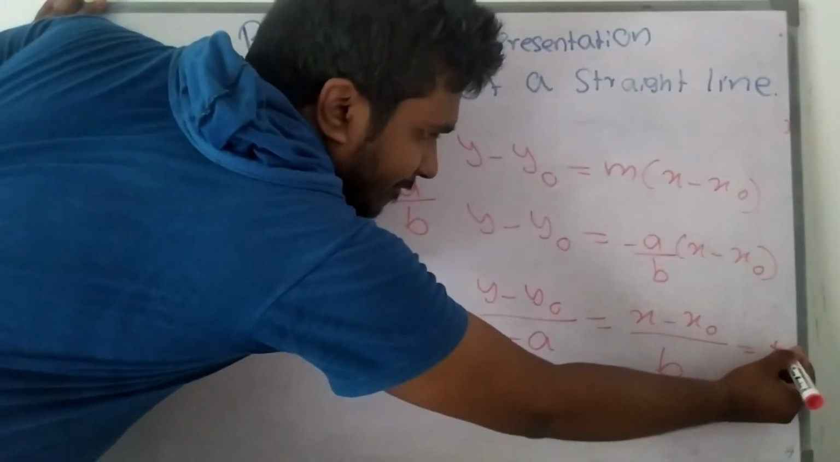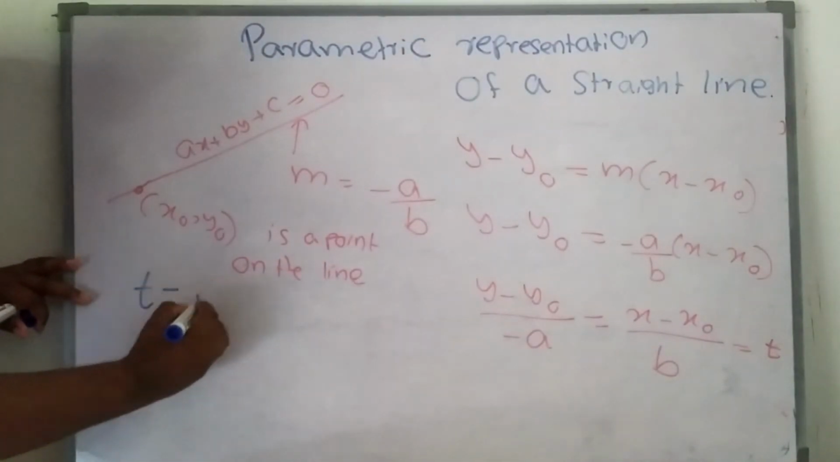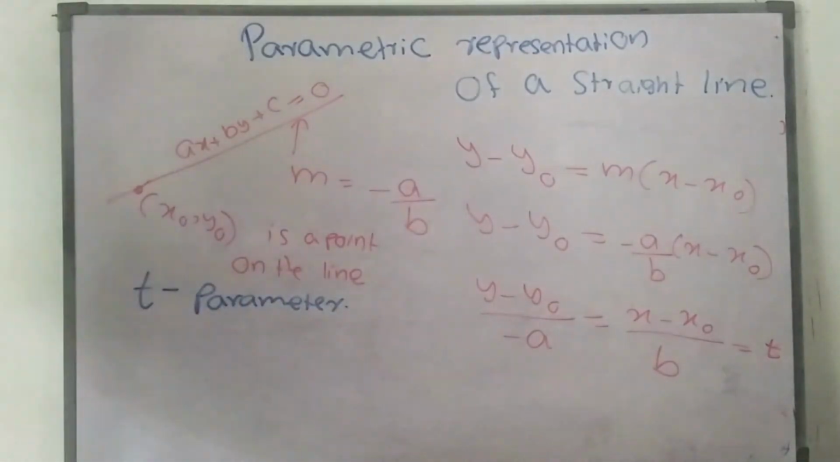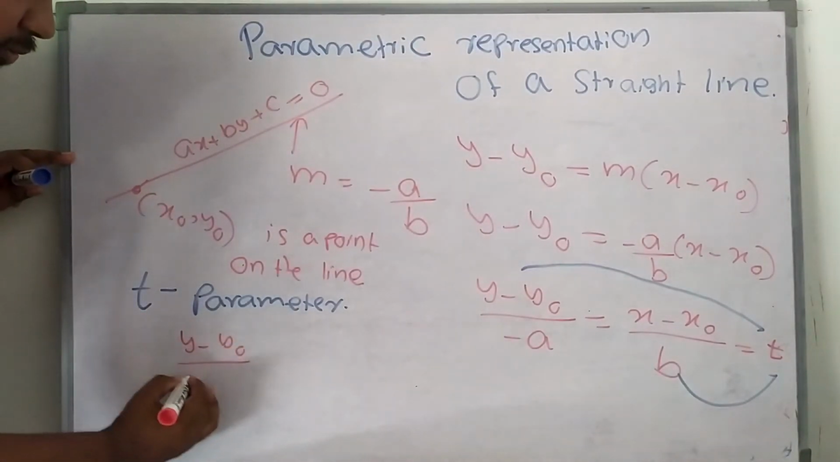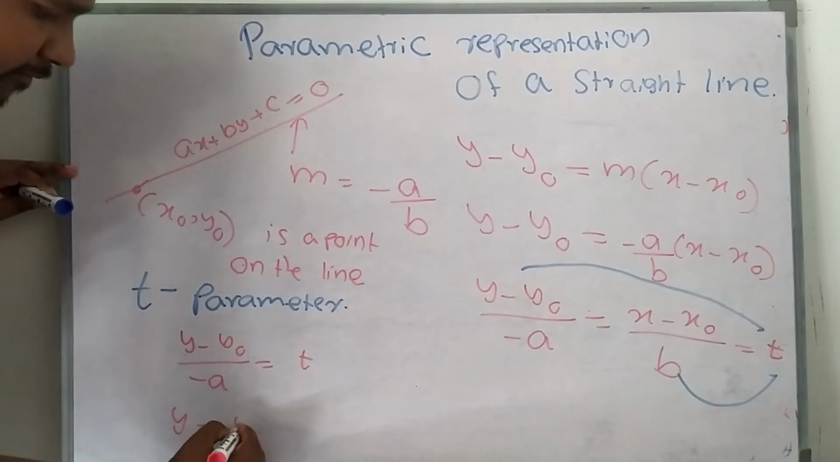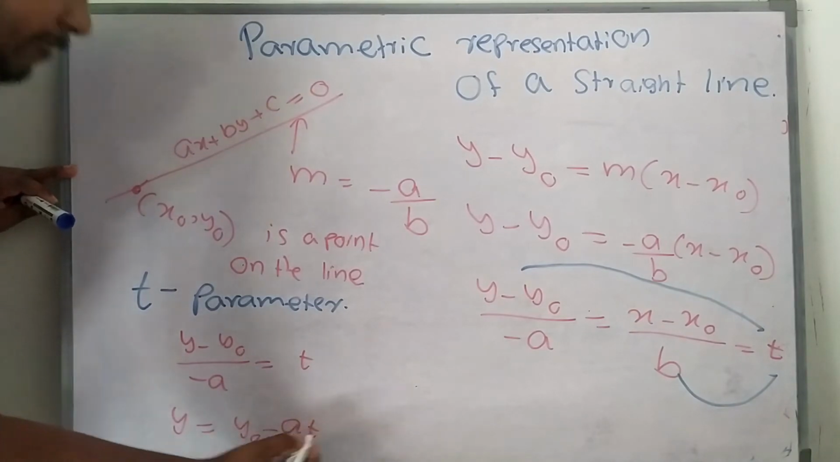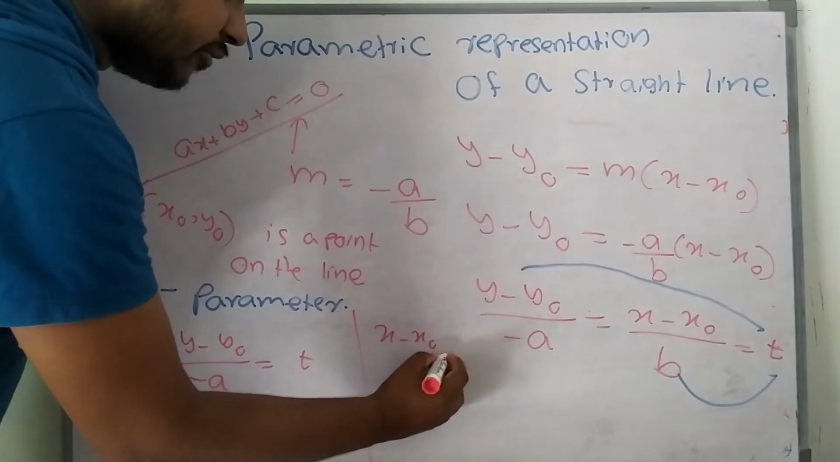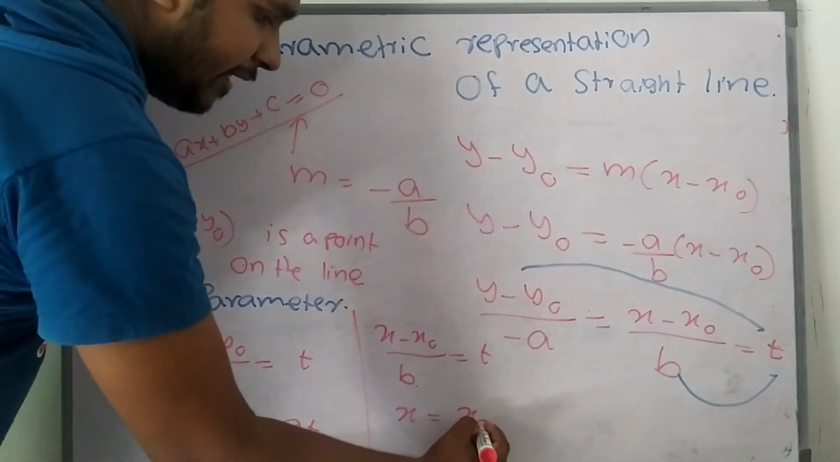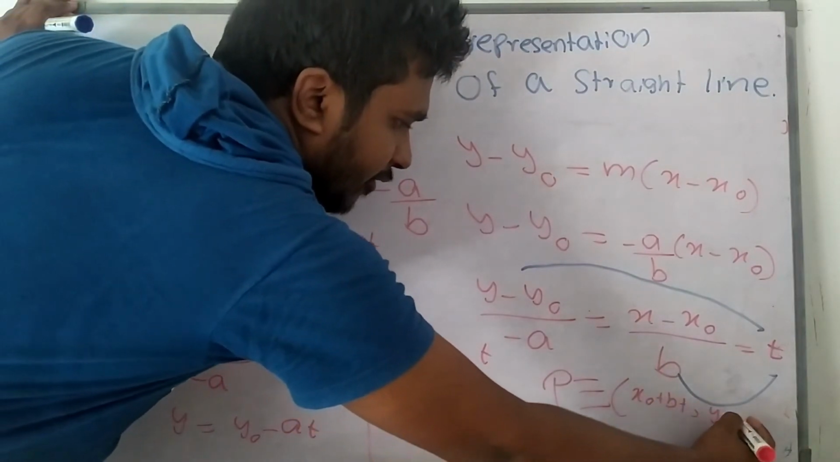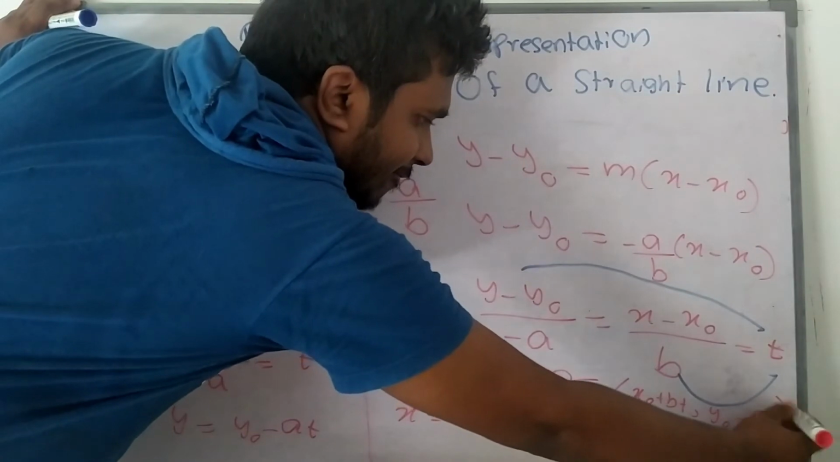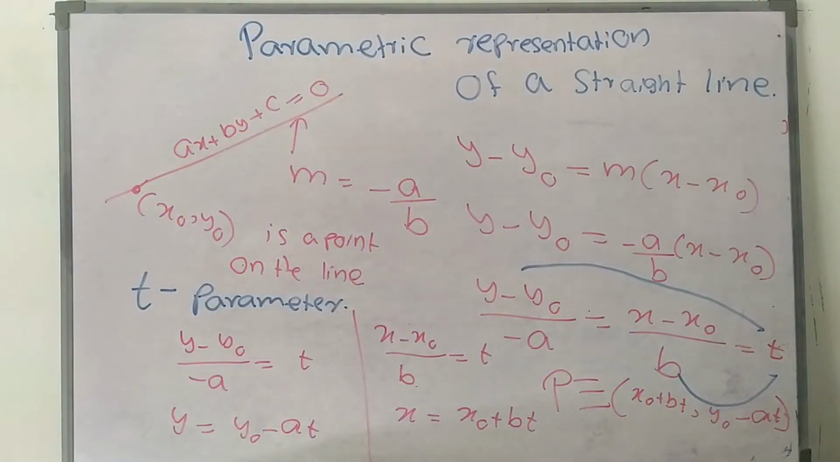You can assume this ratio as t. So what is this t? t is the parameter, right? Now connect these two. Then y minus y naught over minus a equals t, so y will be y naught plus minus a t. And also x minus x naught over b equals t, so x will be x naught plus bt. Therefore p can be written as x naught plus bt, y naught minus at. So p is known as the parametric coordinates of that straight line, right?